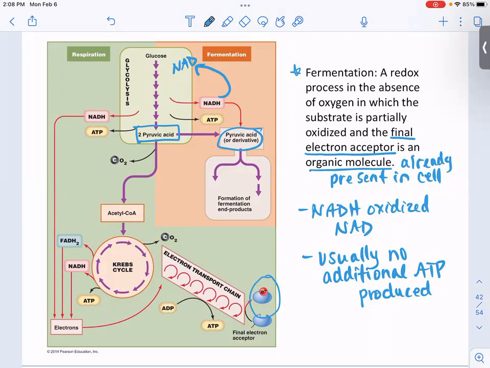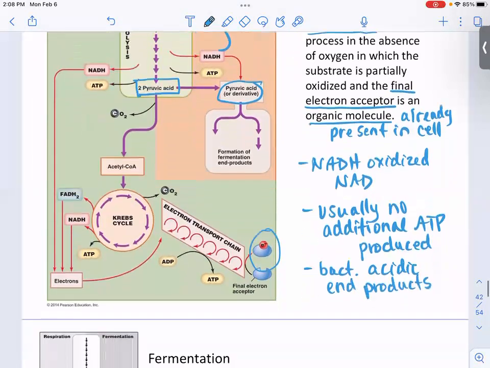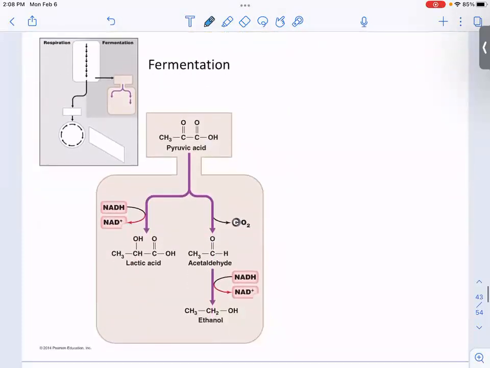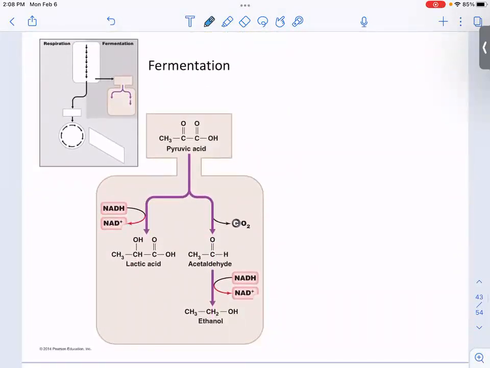Okay, so, one more thing. I'll write it here because there's room. From a fermentative pathway, bacteria are usually going to have acidic end products. Okay, so that will be obvious here as we look at some sample fermentative pathways. There's a lot of different fermentative pathways. This figure shows 2 possible fermentations, probably the 2 most famous.